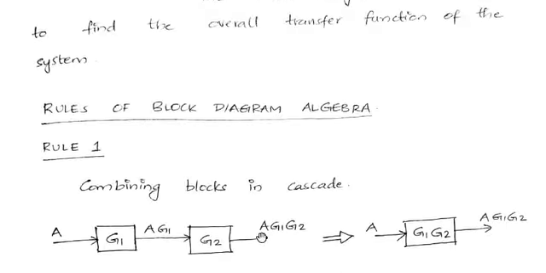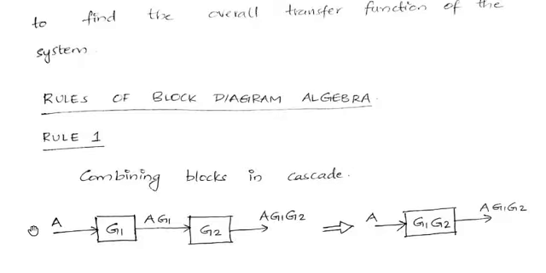First, rule 1, combining blocks in cascade. Suppose we are having a system like this. We are having two blocks in series. Cascade means series connection.